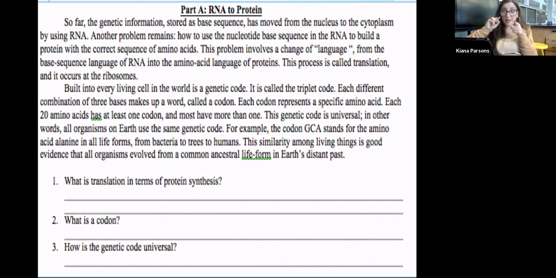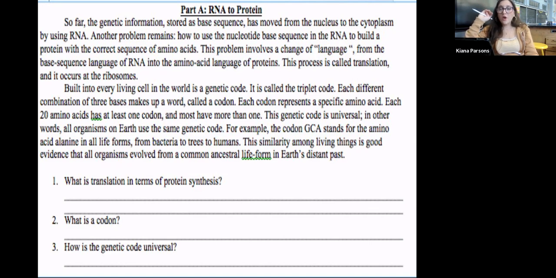So, 3 mRNA bases, AUG is a codon. Each codon represents a specific amino acid. Each of the 20 amino acids has at least 1 codon, and most have more than 1. And this is mutation insurance, but we'll get to that. The genetic code is universal. In other words, all organisms on Earth use the same genetic code.